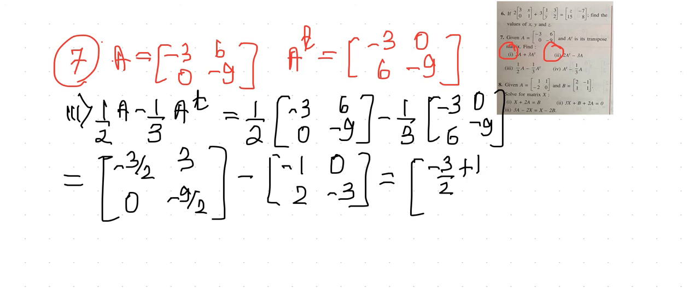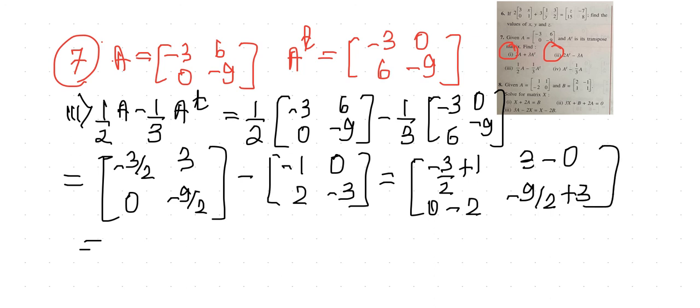Okay. And then here you have 3 plus 0. Here you have not 0, 3 not 0 plus 0, children, minus 0. Here you have 0 minus 2 and here you have minus 9 upon 2 minus 3, that is plus 3. So minus 3 upon 2 plus 1 is how much, children? That is minus half. Then here it is 3.